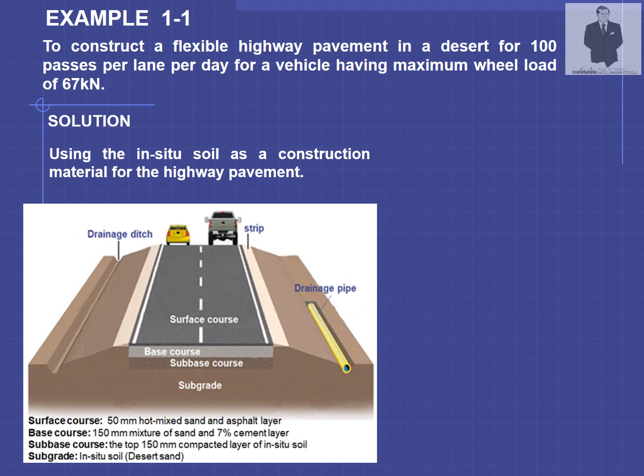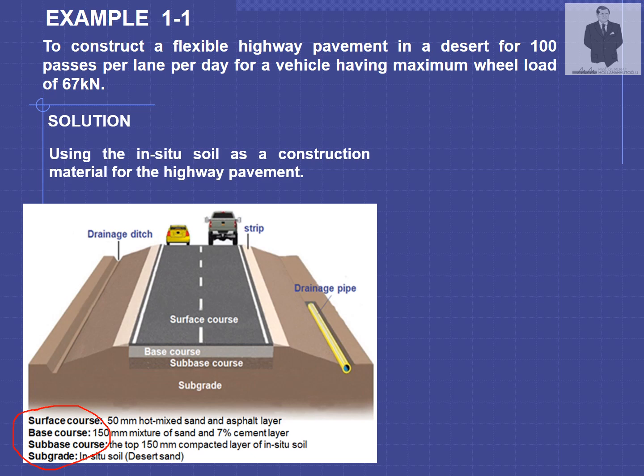In the figure here, you see the cross section of highway pavement. It mainly consists of 4 layers as illustrated here. They are subgrade, subbase course, base course, and surface course. Subgrade was the in-situ desert, and subbase course was made by compacting the top 150 millimeter of in-situ soil.